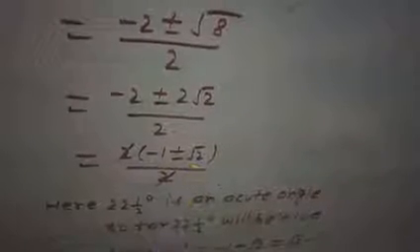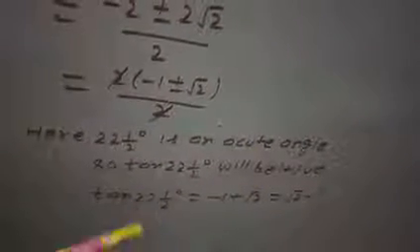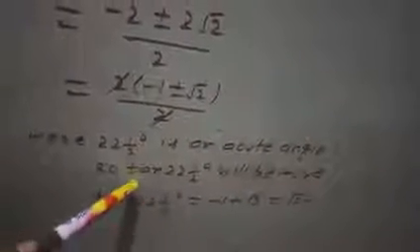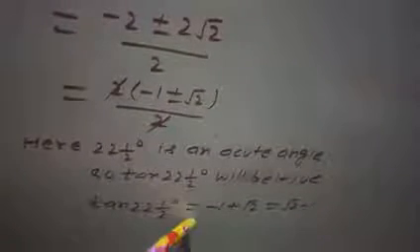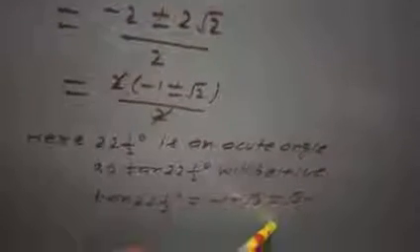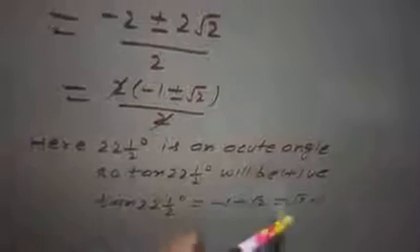2 cancelled out. Now we have two values. First one is minus 1 plus root 2, and second one is minus 1 minus root 2. As we know that 22.5 degree is an acute angle, and when we take tan of any acute angle, that will always be positive. So here tan 22.5 equals minus 1 plus root 2, that can be written as root 2 minus 1. So the value of tan 22.5 degree will be root 2 minus 1.